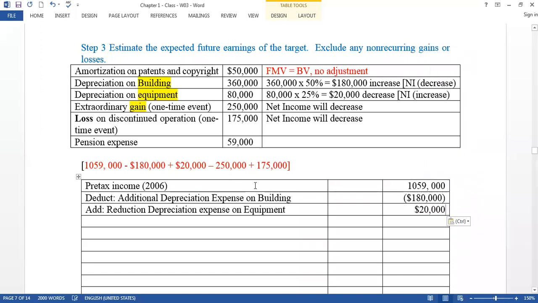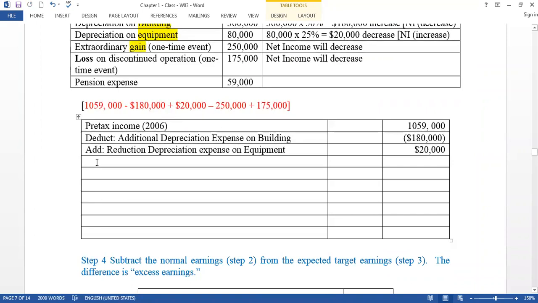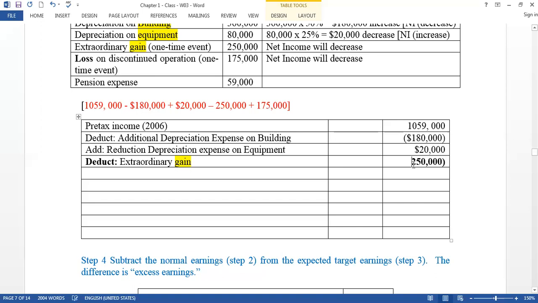Then I told you that we have an extraordinary gain. This will not happen again and again. So this money will not be there in future, right? This money will not be a gain in future. So for the extraordinary gain, $250,000 is going to be deducted.